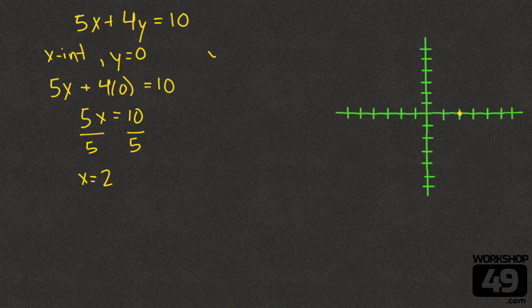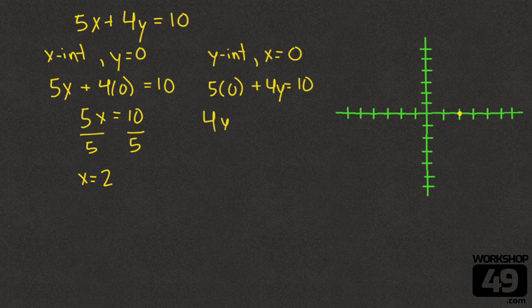Our y-intercept, now that it's not written in y equals mx plus b form, we're going to have to once again fill in x equals 0. We get 5 times 0 plus 4y equals 10. 4y equals 10. To get this y all by itself, we divide by 4, and our y equals 2.5. Haha, we got a decimal. But that's no problem, because we can just go onto our y-axis and put our little dot here at 2.5.